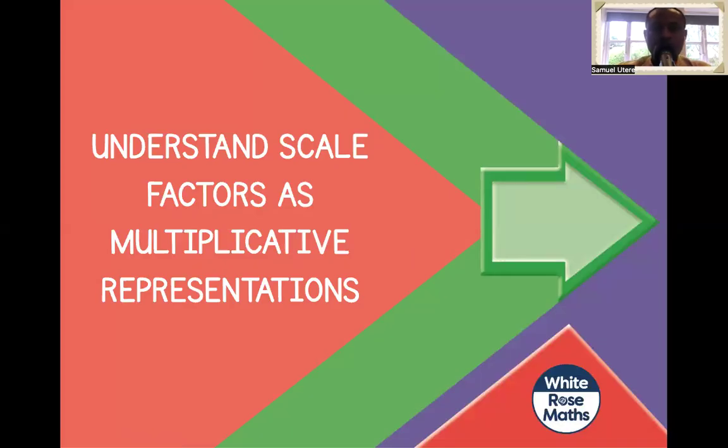Hi, welcome to Block 2, Multiplicative Change, Lesson 6. In today's lesson, you will learn to understand scale factors as multiplicative representations. In your previous lesson, you learned to use multiplicative relationships in similar shapes. Today's lesson will deepen your understanding of what you learned in your previous lesson.